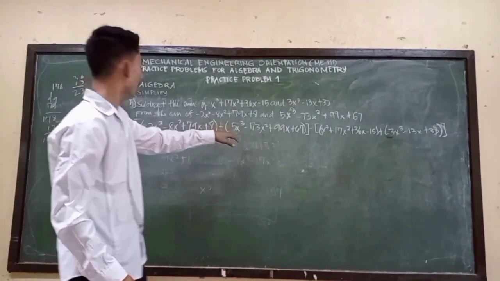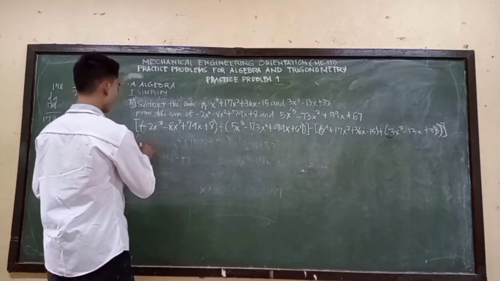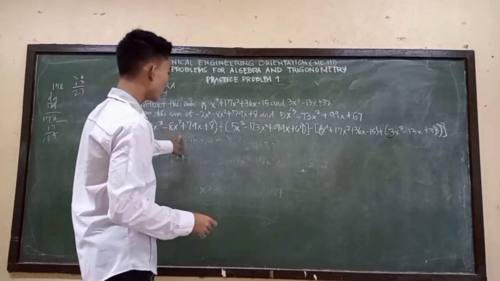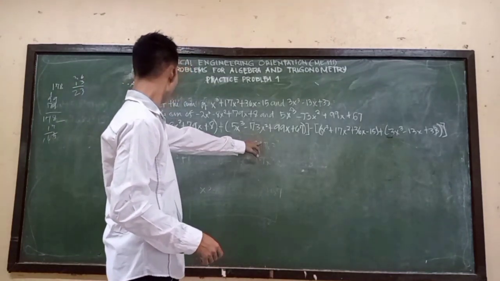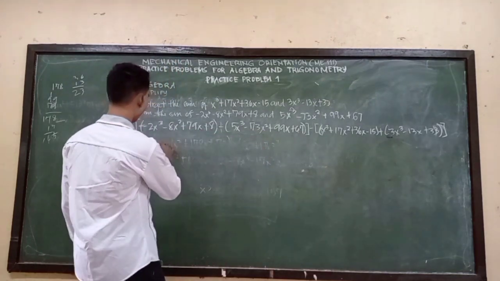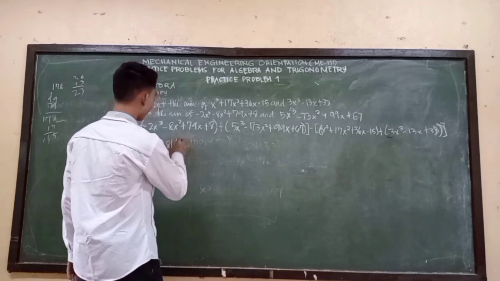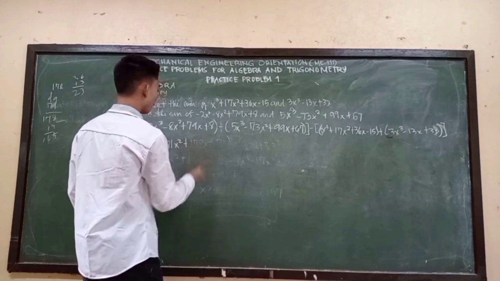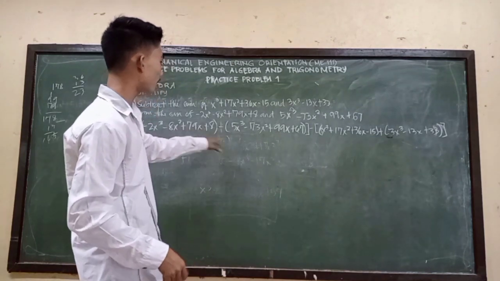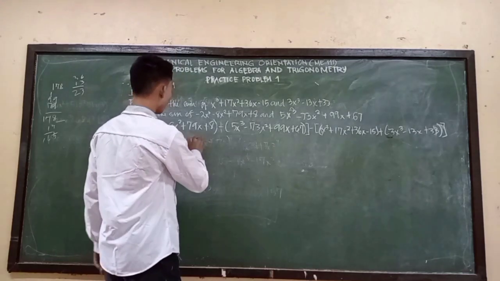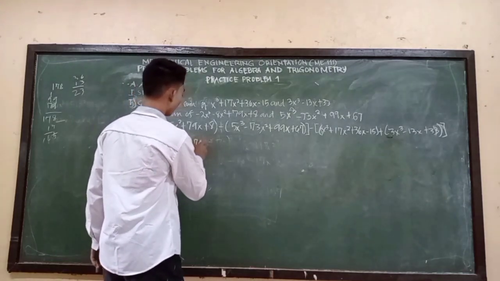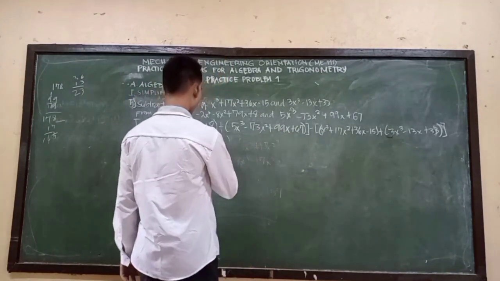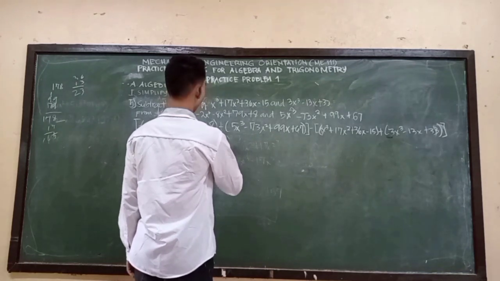Negative 2x cubed plus 5x cubed is equal to 3x cubed. Negative 8x squared minus 73x squared is equal to negative 81x squared. And then plus 79x plus 99x is 178x. And then 8 plus 67 is equal to 75.